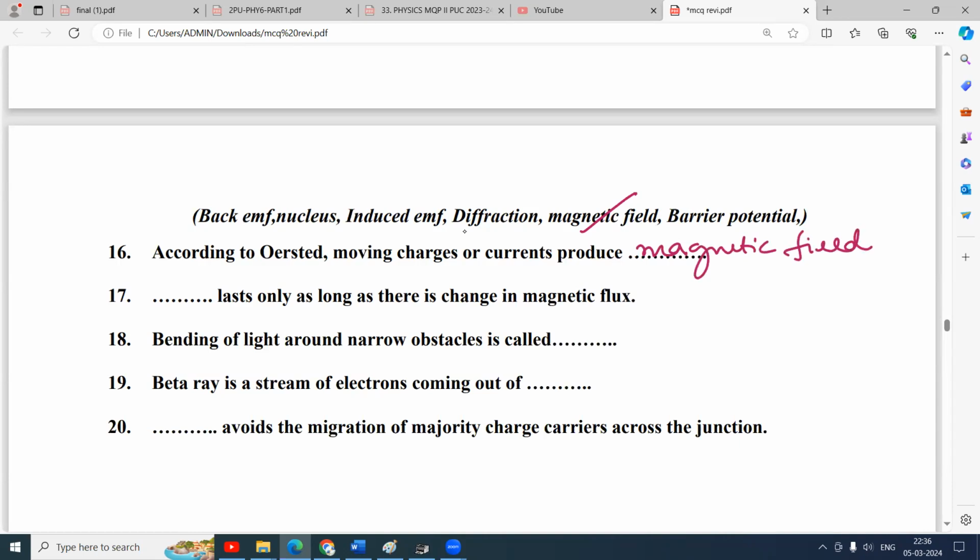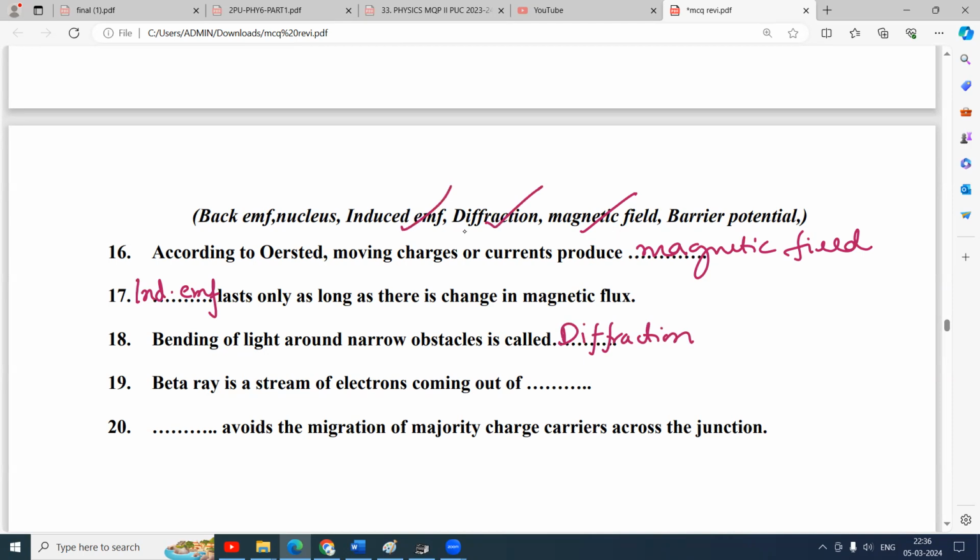Dash lasts only as long as there is change in magnetic flux. That is induced EMF. Faraday's law. Induced EMF lasts only as long as there is a change in the magnetic field. As soon as the magnetic field change stops, if the magnetic field is constant, no induced current, no induced EMF. Bending of light around the narrow obstacles is called diffraction. A very simple definition. So diffraction is over, induced EMF is over.